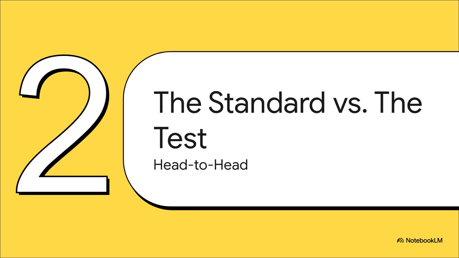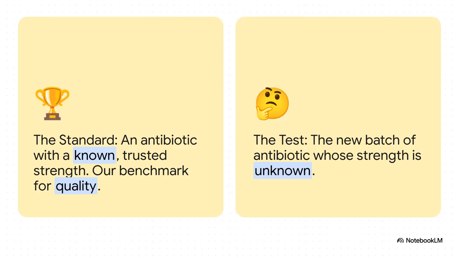So we've got the germs, we've got their food, and we've got our antibiotic. Now, how do we know if it's actually any good? Well, you do it by setting up a direct head-to-head competition. This test is basically a showdown. In one corner, we have the standard. That's an antibiotic with a known, trusted strength. It's our benchmark for quality. In the other corner, we have the test. This is the new batch, the one whose strength is a mystery we need to solve.